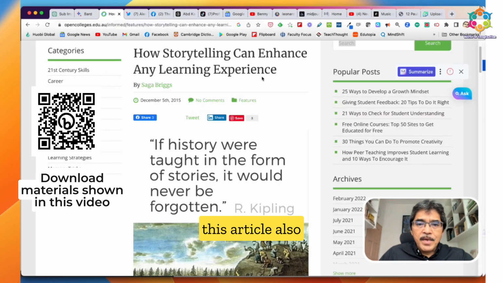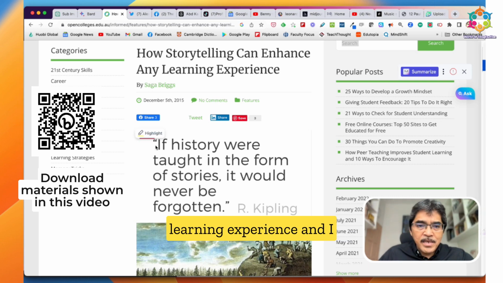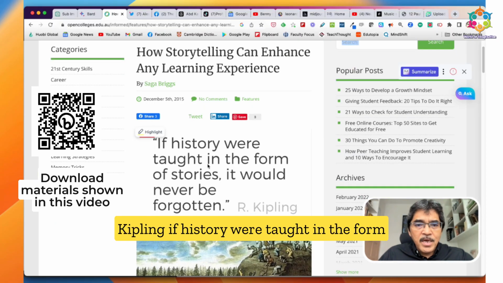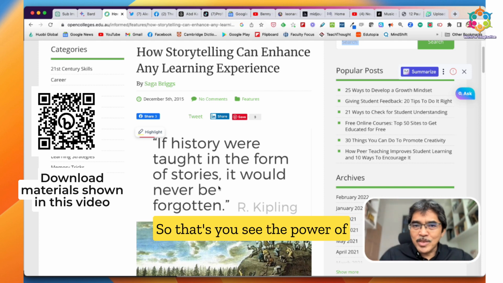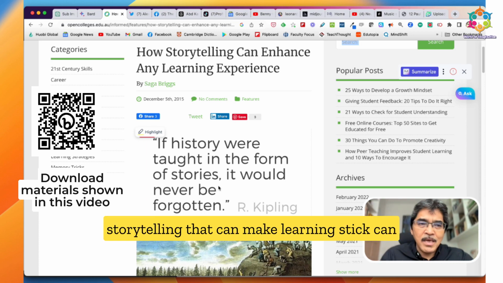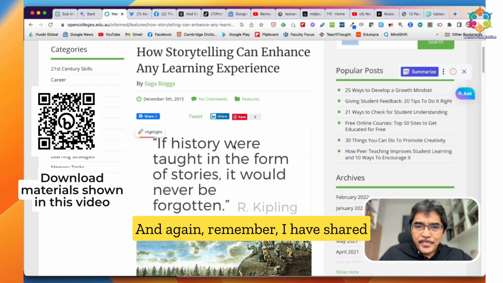I came across this article also, how storytelling can enhance any learning experience. And I really like this quote here by R. Kipling. If history were taught in the form of stories, it would never be forgotten. So you see the power of storytelling that can make learning stick, can enhance the retention of the content.